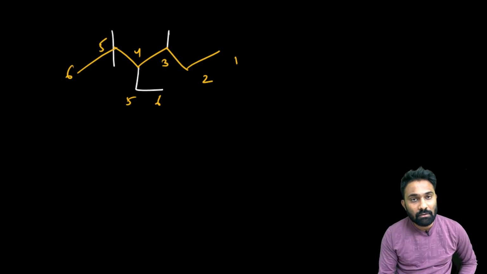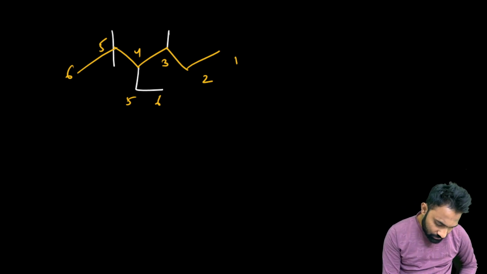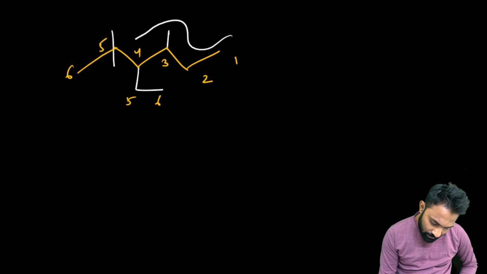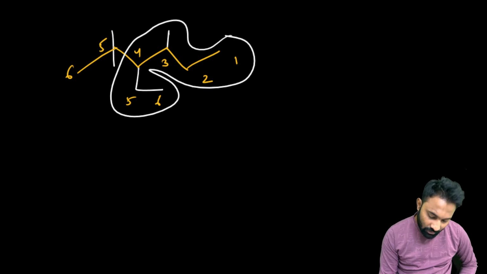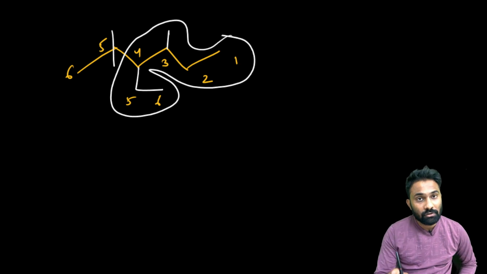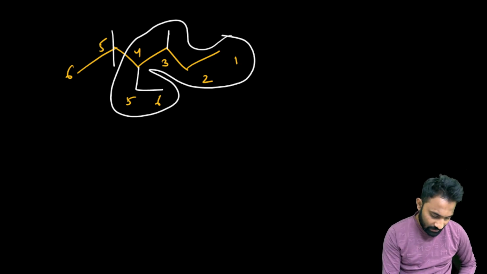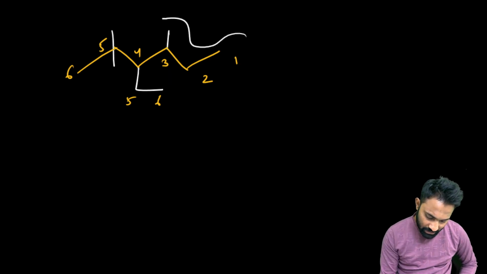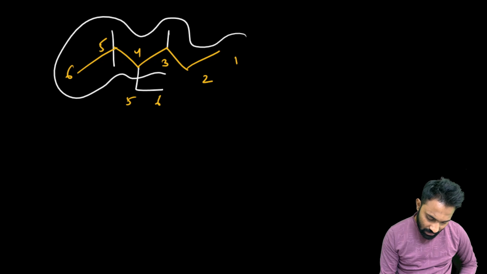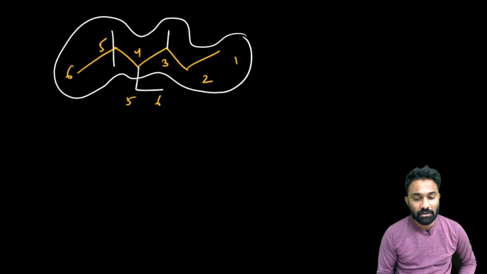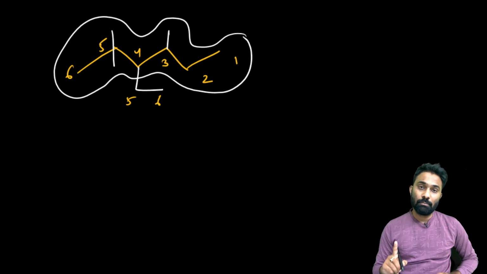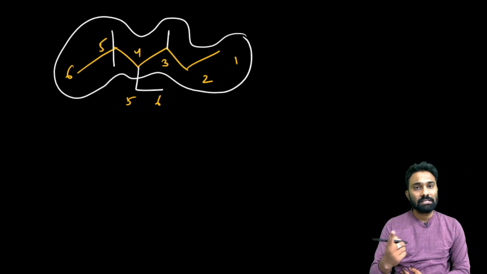Suppose you have chosen this one as a parent carbon chain, and whatever IUPAC name you got is not present in the options, then choose the parent carbon chain in this manner. Then whatever option you have seen in the question will be present. If they want to ask about the complex, they will mention it as a complex.